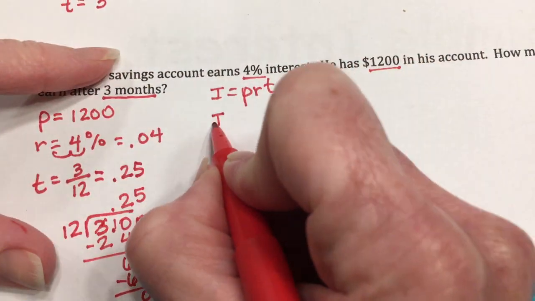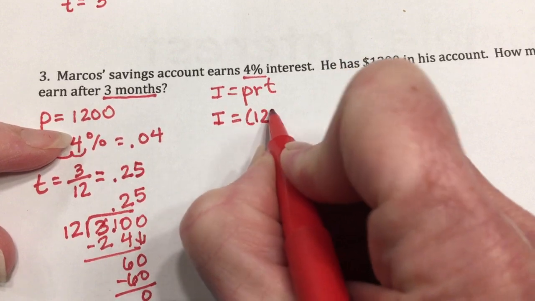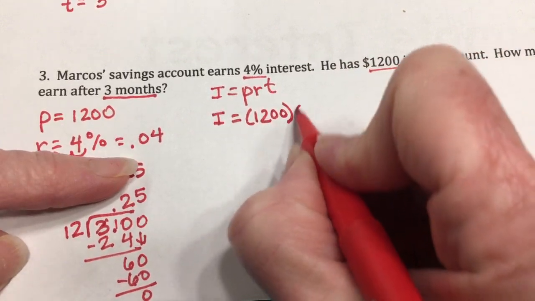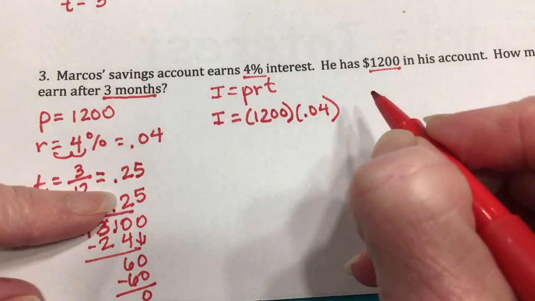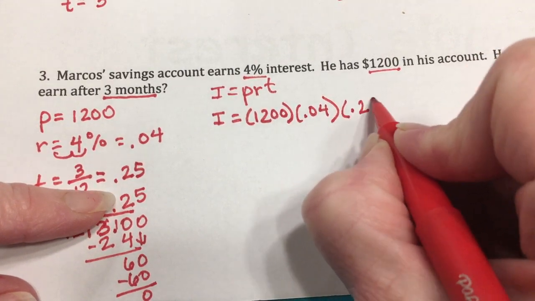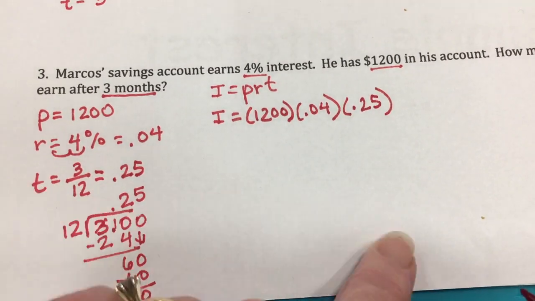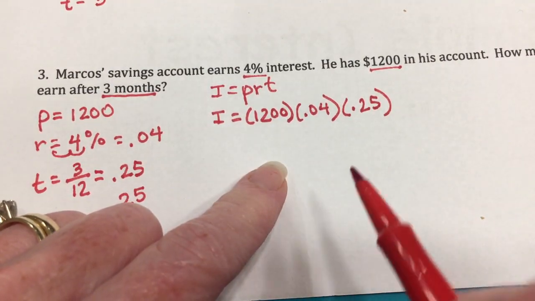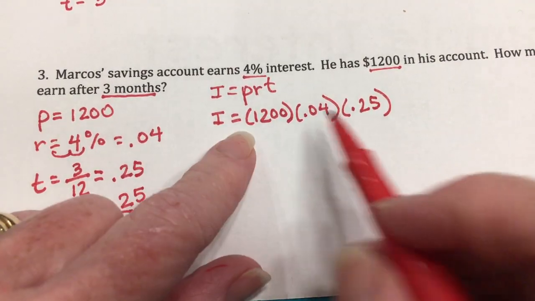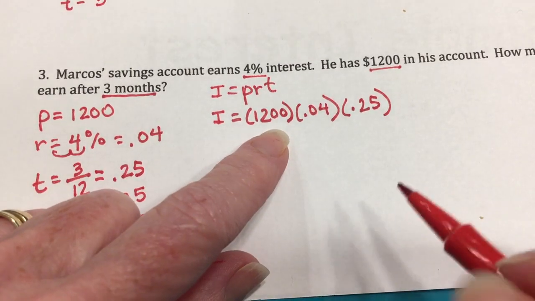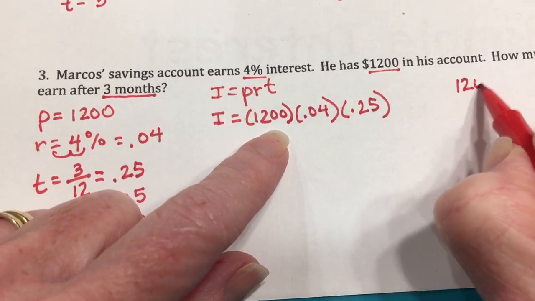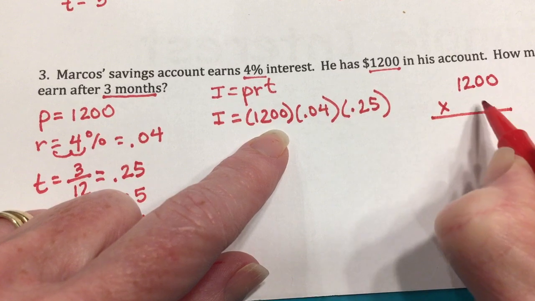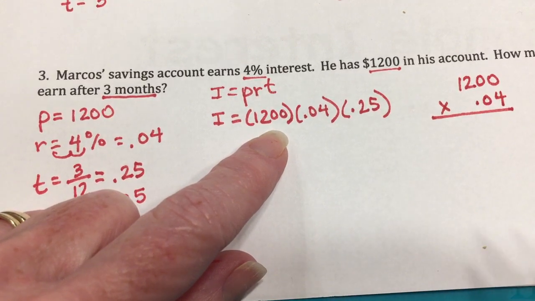The interest is going to equal the principal, just 1,200, times the rate, which is 0.04, times the time, which is 0.25. All right, so I can multiply in any order. I'm going to just choose the 2 that I think are simplest to multiply. This first 2 don't seem that hard to multiply, so I'm going to start with them. Again, it really doesn't matter what order you choose, how you want to do it. You should get the same answer.